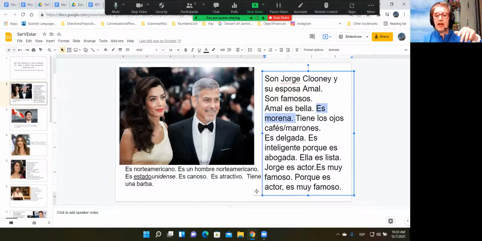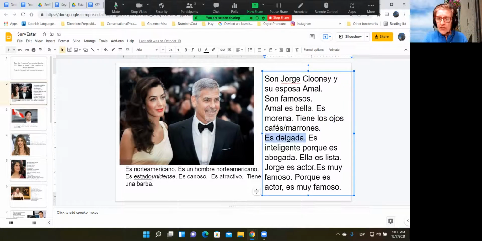Es morena. She's a brunette. That's physically what she looks like. Let's look at have. She has brown eyes. Tiene los ojos. I have to switch to a different verb. Tiene los ojos cafés, or they might say, tiene los ojos marrones. You might hear either word for brown, right?